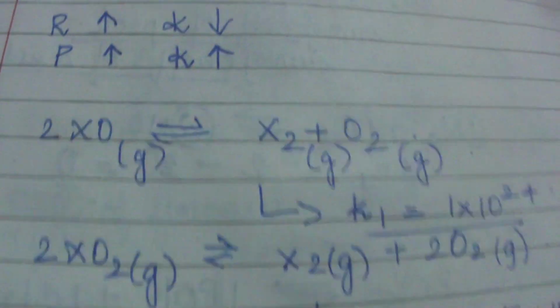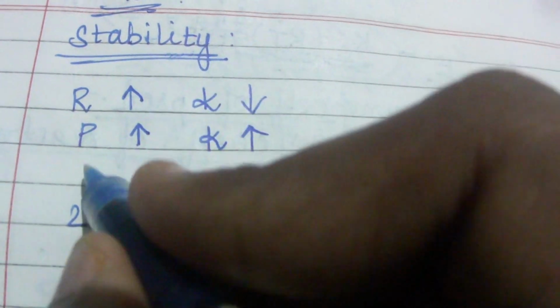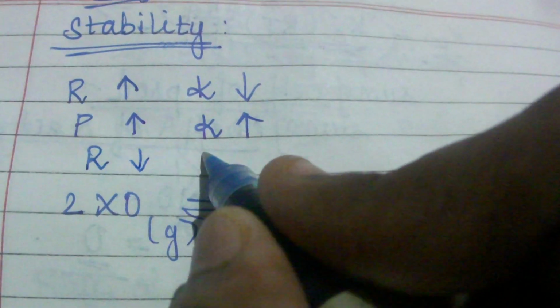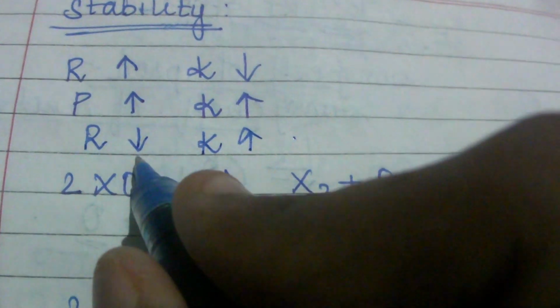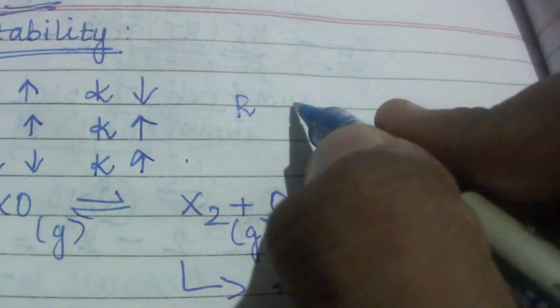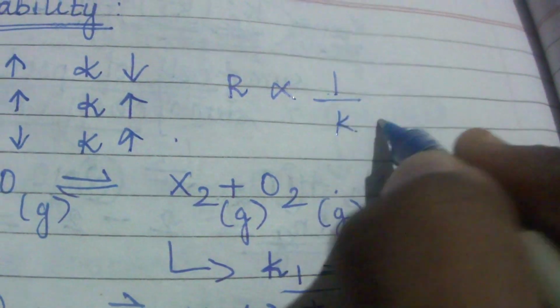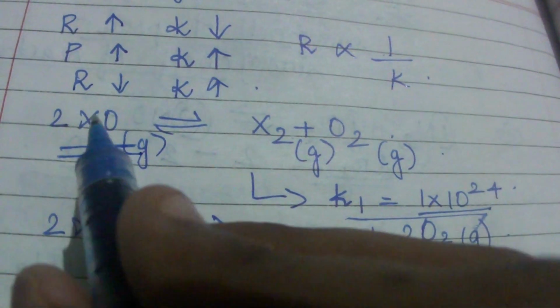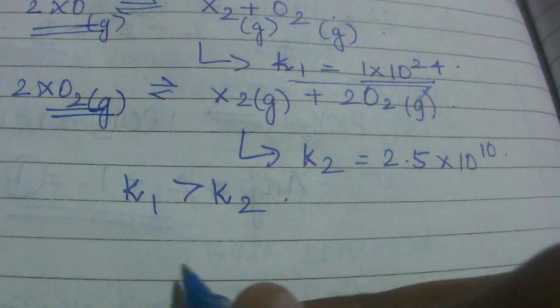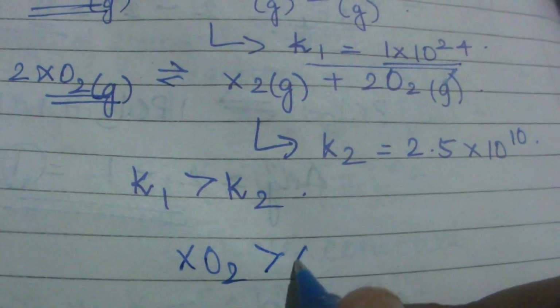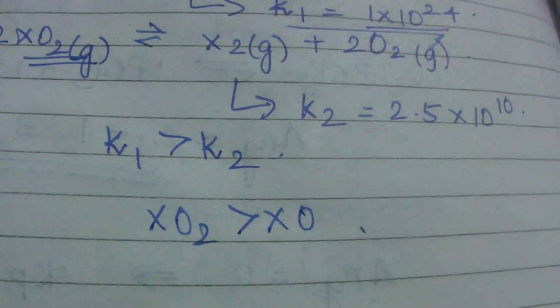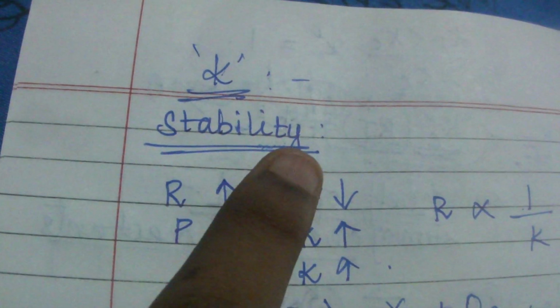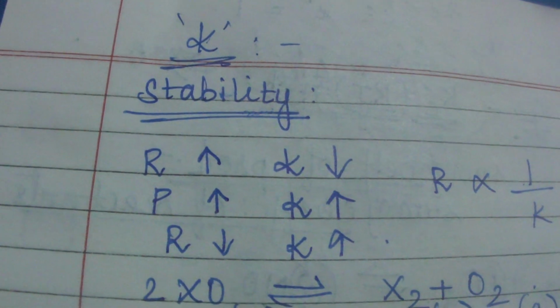So what did I tell you? As K increases, product stability increases, but as K increases, reactant stability decreases. That is a well-known fact, but still let me write that. As K increases, reactant stability decreases because the stability of reactants is inversely proportional to K. So here the K is increasing, so this will be less stable. So this will be highly stable. So we can write XO2 will be highly stable than XO.